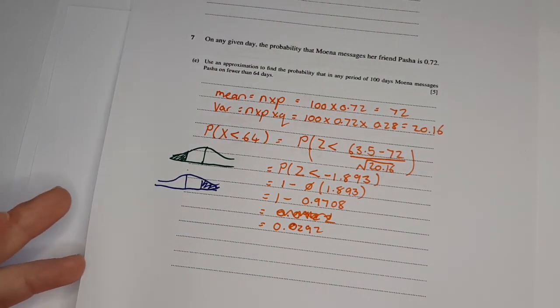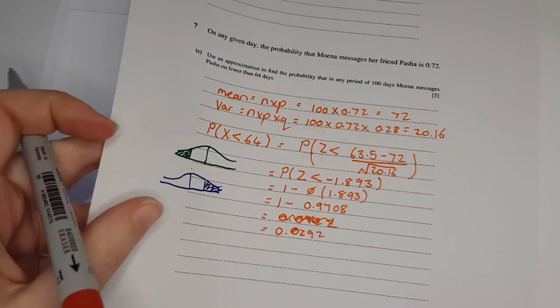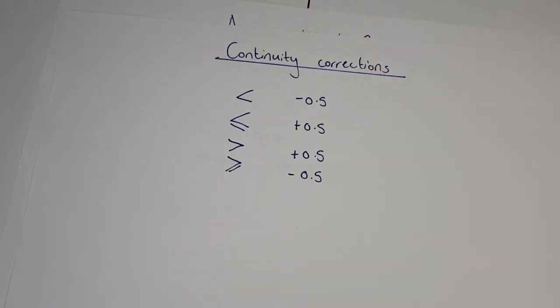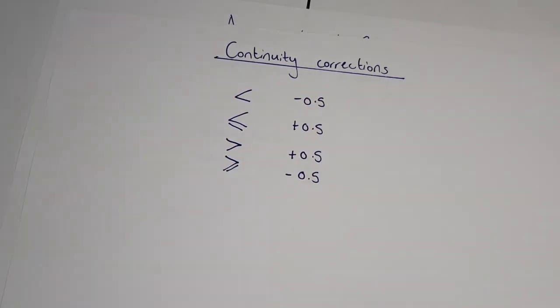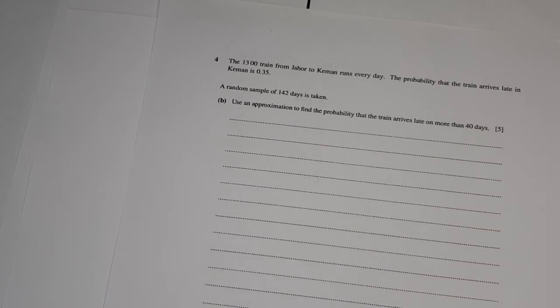So that is another example, but that was a different continuity correction. So the important thing to remember is you have to just learn these of when to subtract and when to add, because it will affect your final answer. So if I look at the very last example that we're going to do, I have the probability that a train arrives late is 0.35, and a random sample of 142 days is taken. Use an approximation to find the probability that the train arrives late on more than 40 days.